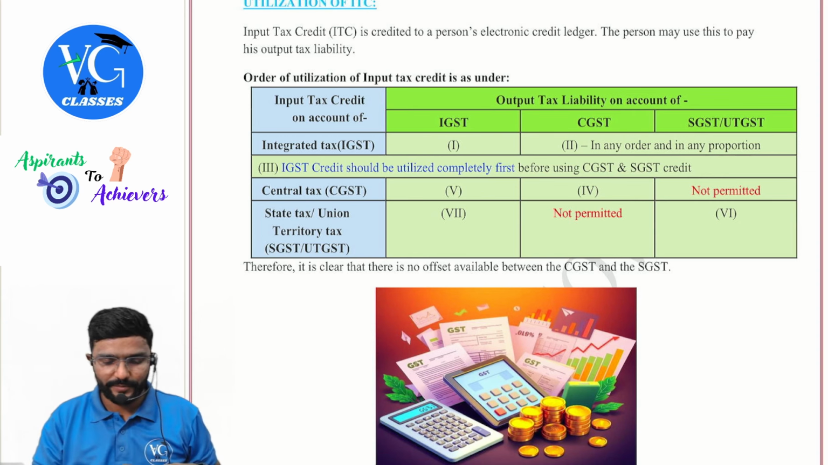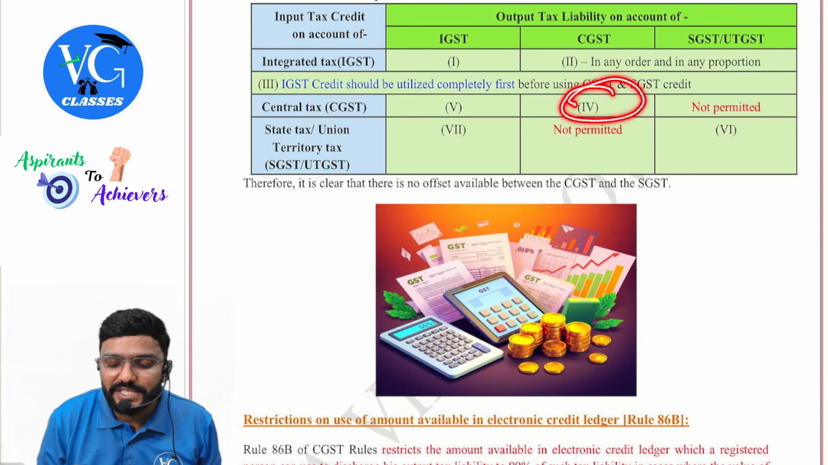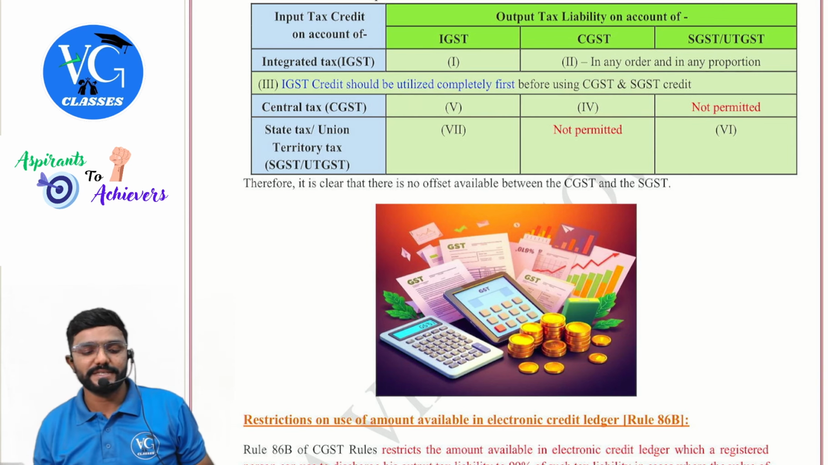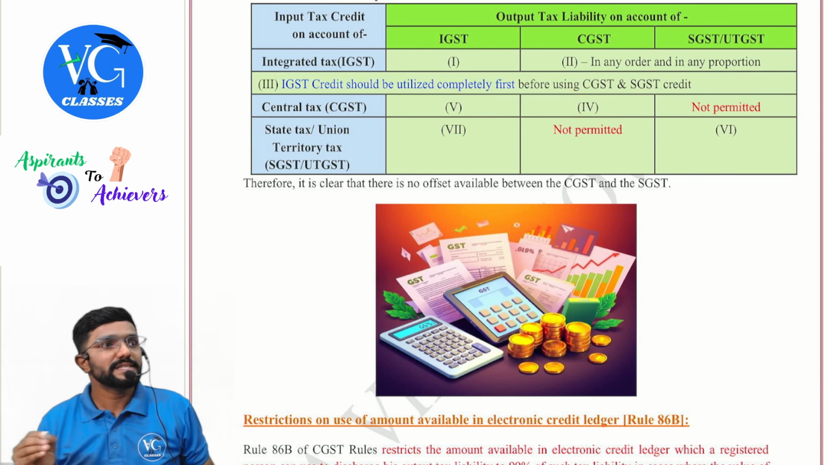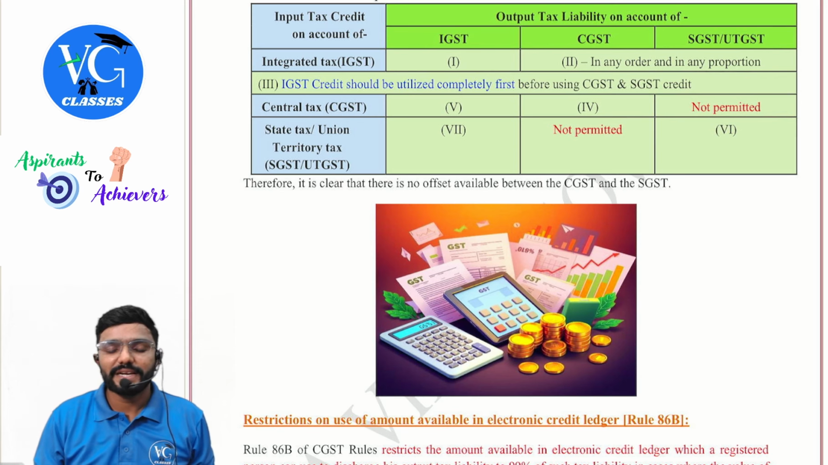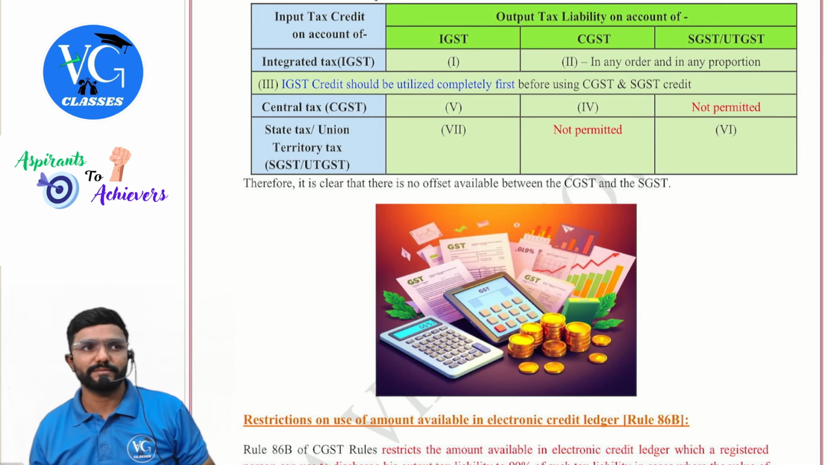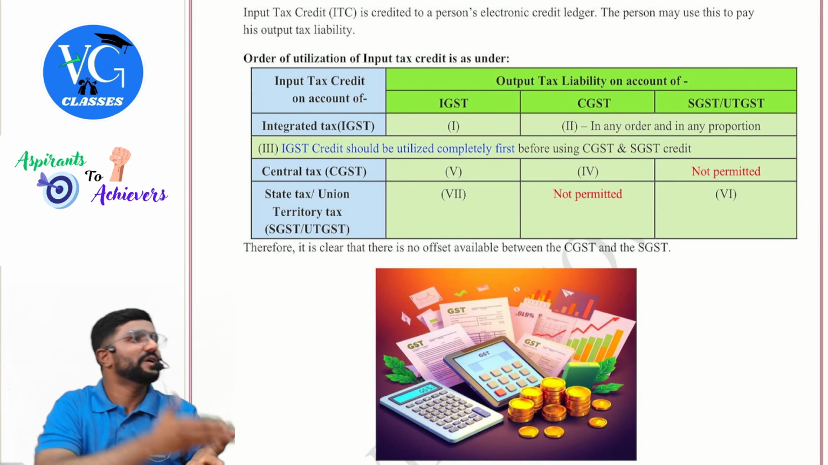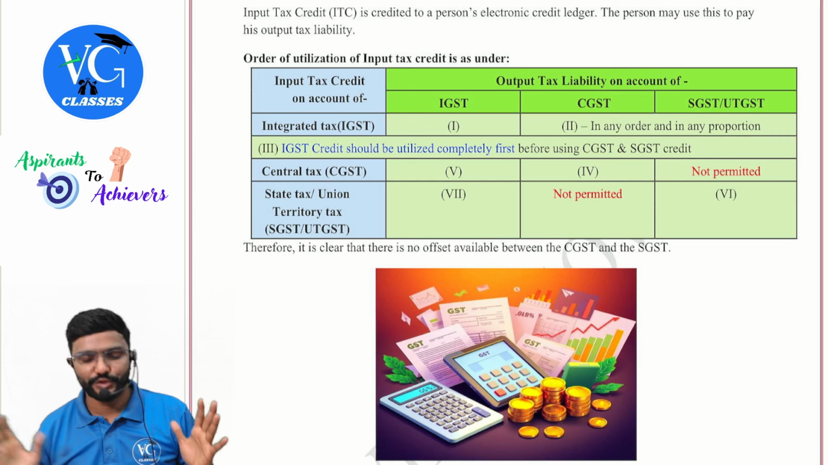Then CGST credit should be used first against CGST liability. If still something is pending, then against IGST. Sir, can CGST be used against SGST? No, no. Central credit you cannot use against State or UTGST. Then see guys, either SGST or UTGST will come, not both, because all this credit adjustment, payment, and return filing is registration based. So for a single registration, either you will have SGST or UTGST, not both.